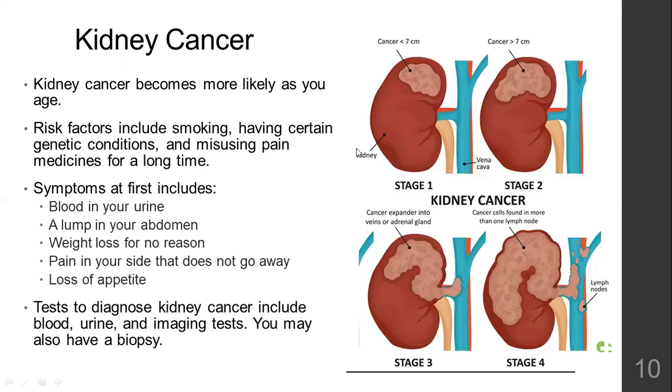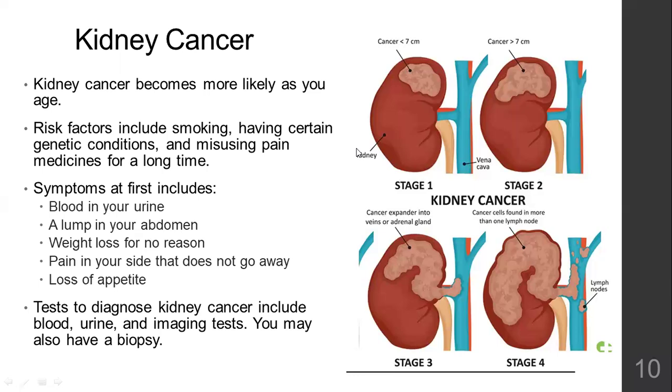So if the diameter of the cancer is less than 7 centimeters, it is stage 1, more than 7 centimeters, stage 2. If it expands from the kidney, it gets into the adrenal gland. The adrenal gland is just above the kidney. Adrenal glands are endocrine glands which are placed like a cap over the kidneys.